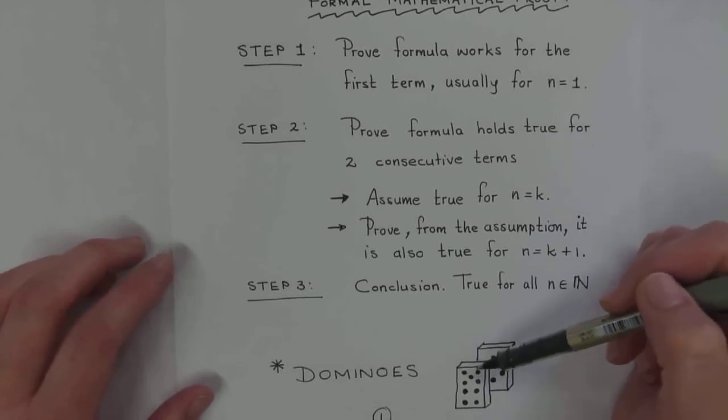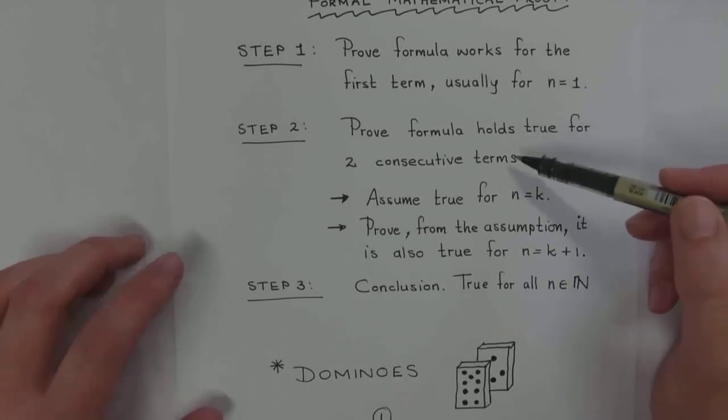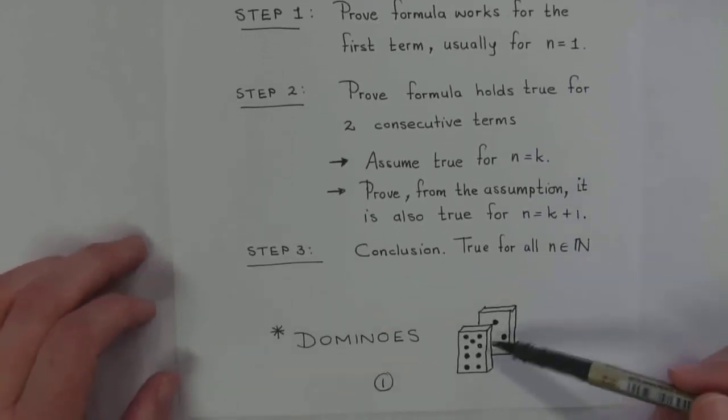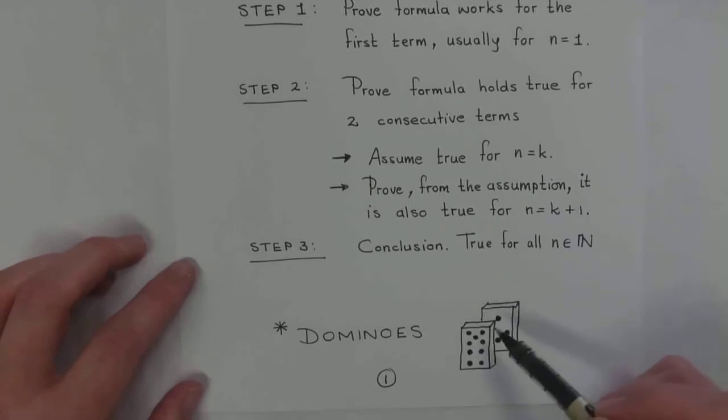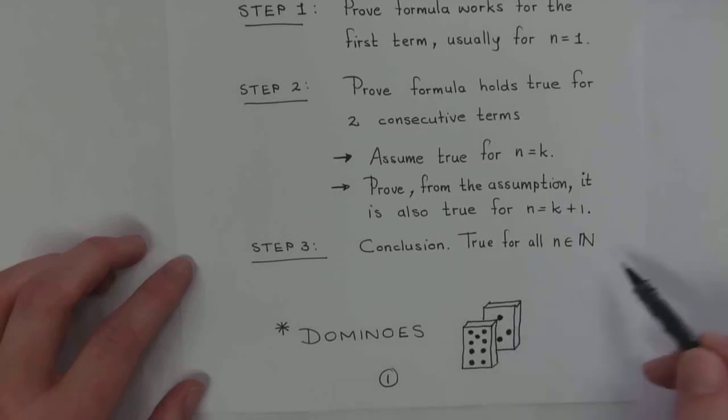The first domino will get pushed over. Secondly, we've got to prove that the formula holds true for 2 consecutive terms. Now, this again, talking about the dominoes, says, if I don't look at the first or the second domino, I go down the row. So imagine there's lots more dominoes. I was obviously just too lazy to draw more. But say, for instance, there's like 100 dominoes.